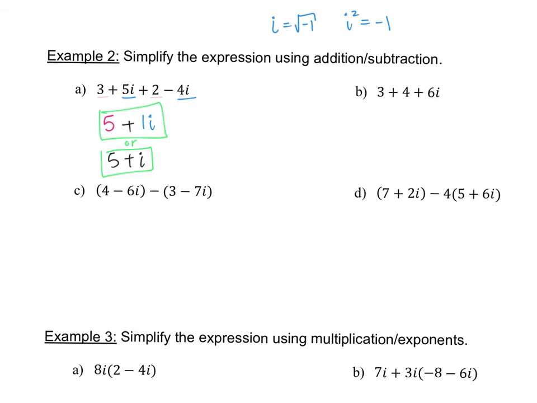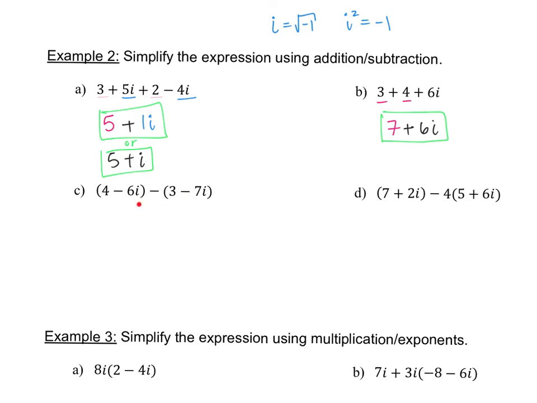Now, for this part here, we can see there's a 3 and a 4. If I combine them, that's not too bad. 3 and 4 combine to give me 7. And I'll bring down the 6i since it doesn't have anything to combine with. So that is going to be my final answer. What I'm doing right now just feels like combining like terms.